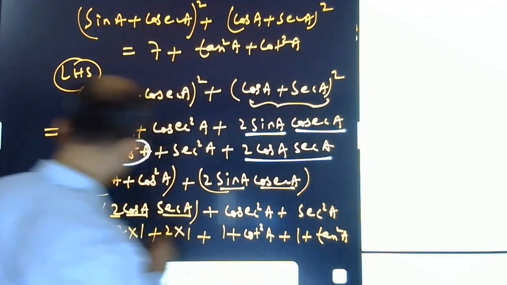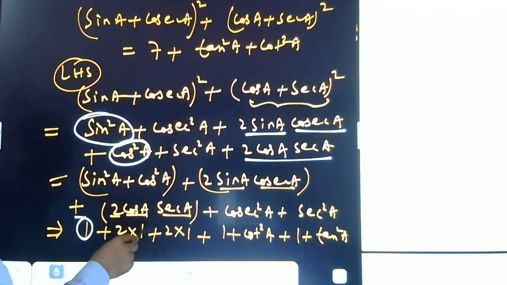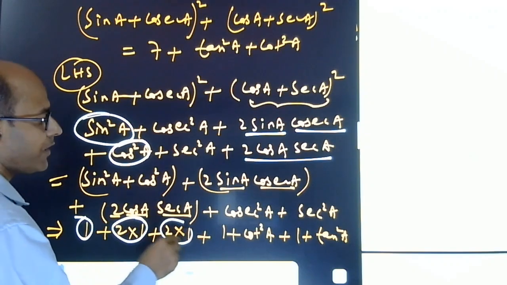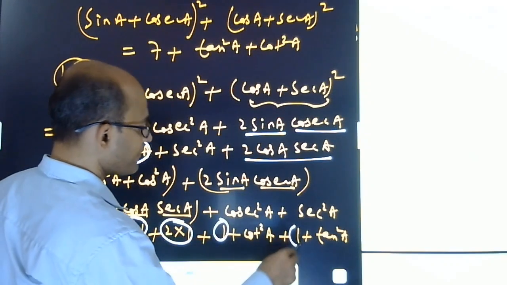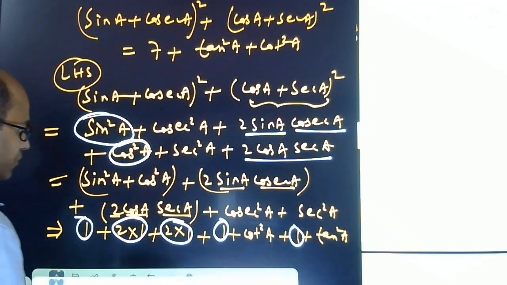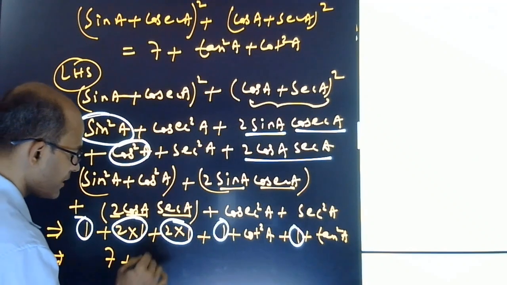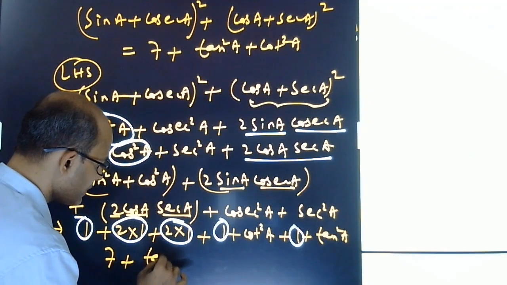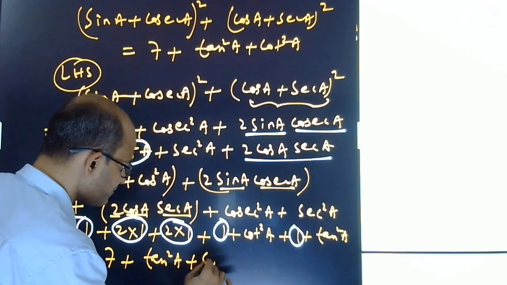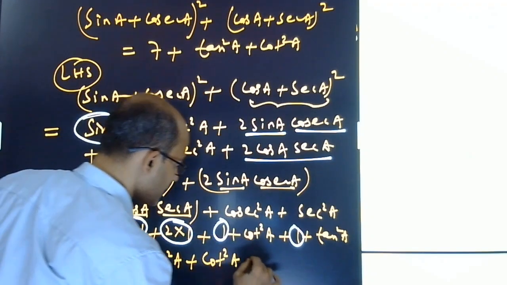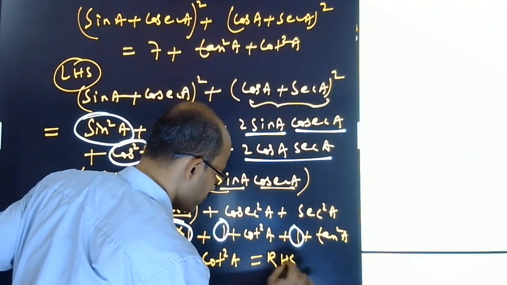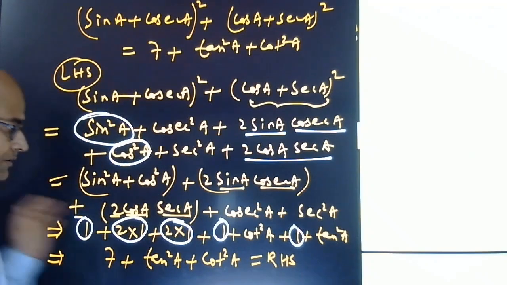You can see how many 1s: this is 2, 5, 6 and 7. So we have just obtained our result, that is how much? 7 plus tan square A plus cot square A. This is the result that is asked to be proved. So this is our LHS.